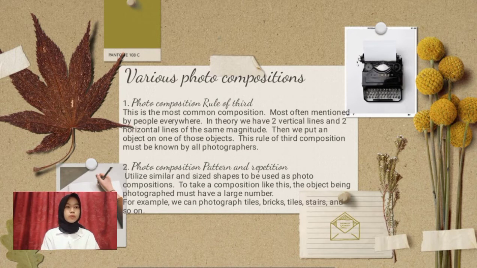Number 2, photo composition pattern and repetition. Utilize similar shapes and sizes to be used as photo composition. To take a composition like this, the object being photographed must have a large number. For example, we can photograph tiles, bricks, and so on.